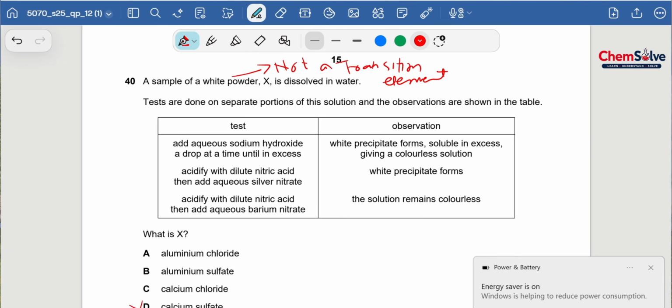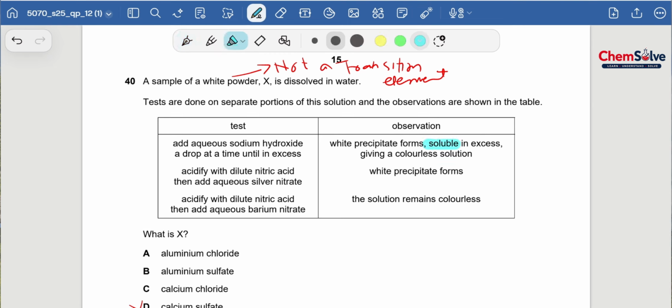Okay, so when we add aqueous sodium hydroxide a drop at a time until in excess, it is saying it's soluble in excess, giving a colorless solution. So if it is giving a colorless solution and it is soluble in excess, it means option C is incorrect. Why? Because calcium is insoluble in excess and doesn't form a colorless solution. So now the competition is between A and B only.